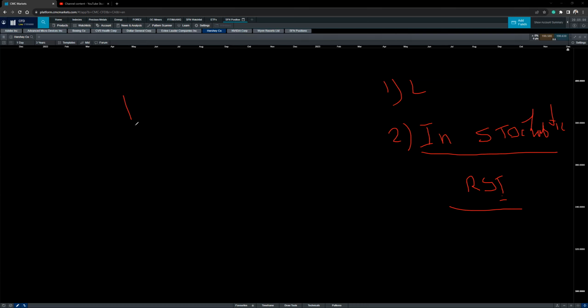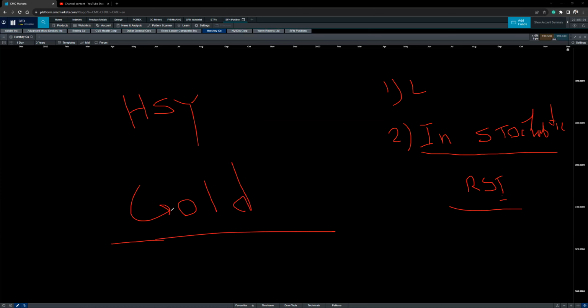I have two examples for you. The first one is going to be HSY, which is Hershey. The second one is going to be a gold chart, which is very, very interesting to see. In gold, you see lots of W patterns. Okay, so first one, Hershey.